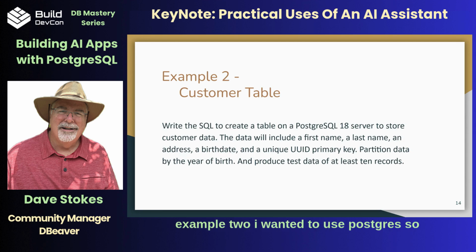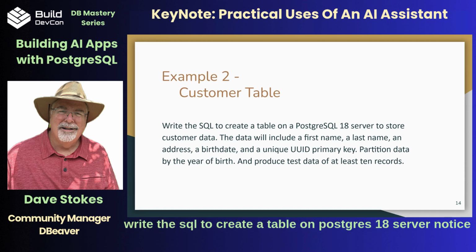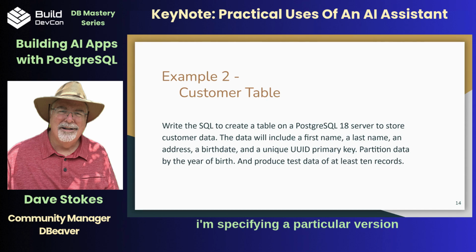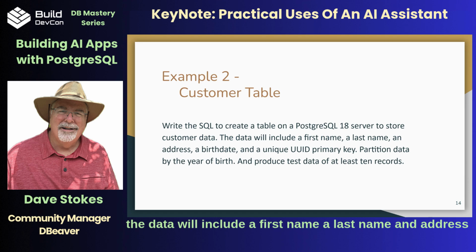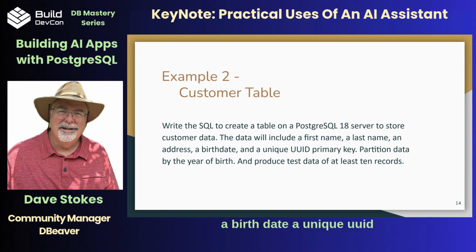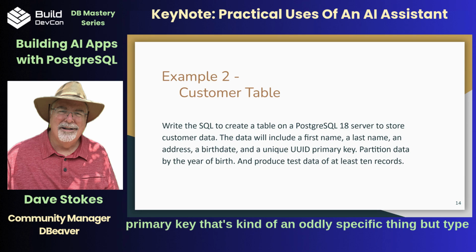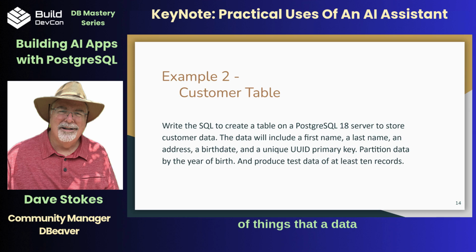So example 2, I wanted to use Postgres. I wrote the prompt: write the SQL to create a table on a Postgres 18 server. Notice I'm specifying a particular version. To store customer data. I'm not specifying anything other than that on the extensions or anything like that on Postgres. The data will include a first name, a last name, an address, a birth date, and a unique UUID primary key. That's kind of an oddly specific thing, but the type of thing that a data architect will hand down to a DBA. Then I asked to partition data by year of birth and produce test data of at least 10 records.